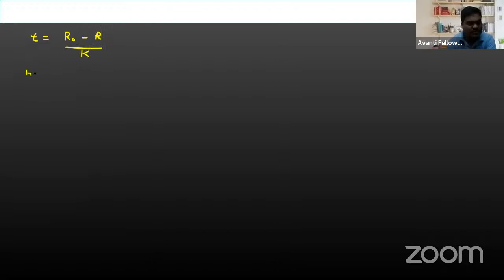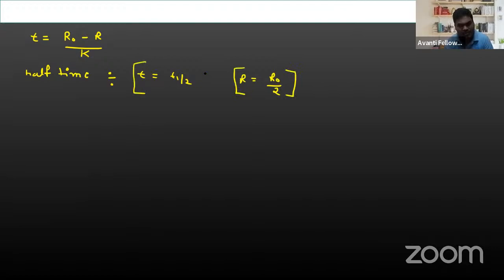So what is half-life time? Half-life time is the time in which the reactant reduces to half of its initial value, right? So in this, T becomes T half and the concentration R is equal to R naught by 2. So this is the condition for the half-life time. Always remember this, because half-life time is the time in which the reactant reduces to half of its initial value.